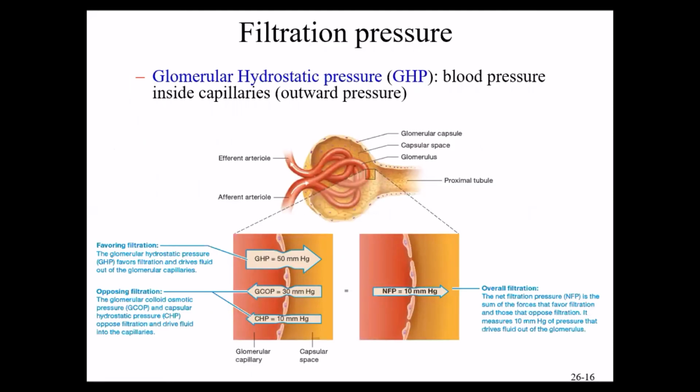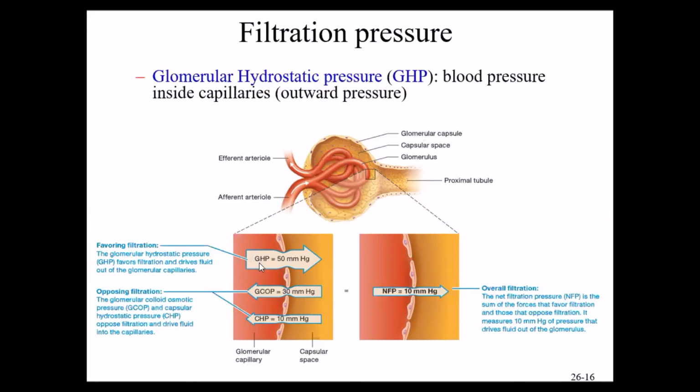Now, one other thing that we'll look at for filtration at this point is the filtration pressure. The driving force we said is blood pressure. Well, that's given a special name. That's called glomerular hydrostatic pressure, GHP. That's the blood pressure inside of those little capillaries inside of the renal corpuscle, inside the Bowman's capsule here. And that is an outward pressure. That's how much pressure is pushing that filtrate through the filtration membrane. That's the GHP.